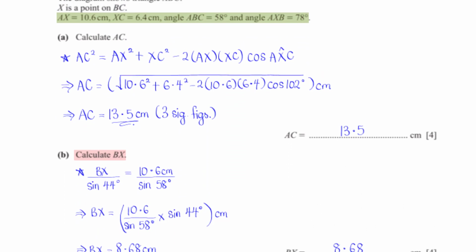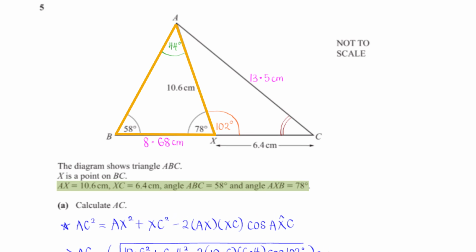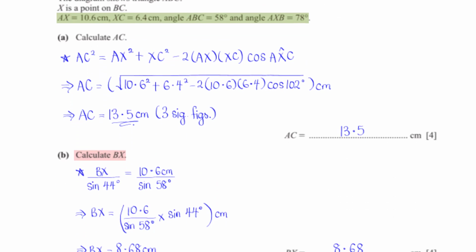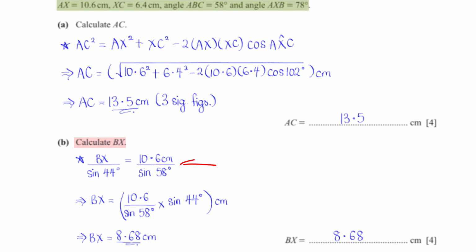Calculate BX. By looking at the diagram, we can easily find BX by applying the sine rule. And so by applying the sine rule, we have BX divided by sine 44 degrees equals 10.6 centimeters divided by sine 58 degrees. When we make BX the subject, we have 10.6 divided by sine 58 degrees times sine 44 degrees centimeters. When we type this into the calculator, we get the value of BX as equal to 8.68 centimeters.